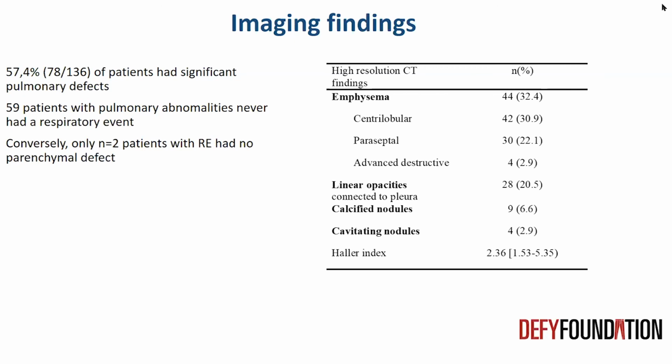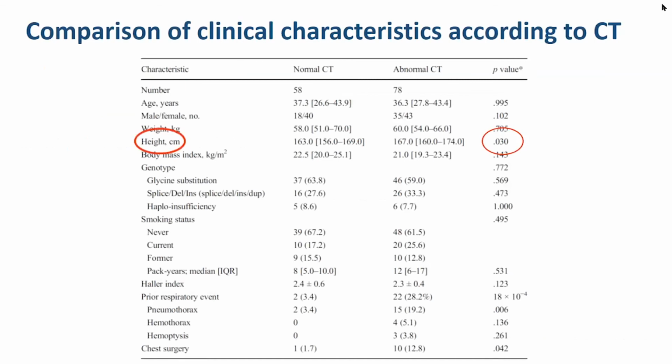in a few slides. The Haller index was 2.36. And if we compare patients, in the next slide please, patients with a normal and with an abnormal CT scan, we see that there were no significant differences between most characteristics of the patients. Notably, smoking did not influence these findings significantly, and neither did genotype. The only significant difference that persisted after multiple adjustments was the height, meaning that patients with abnormal CTs were slightly taller than patients that were not.